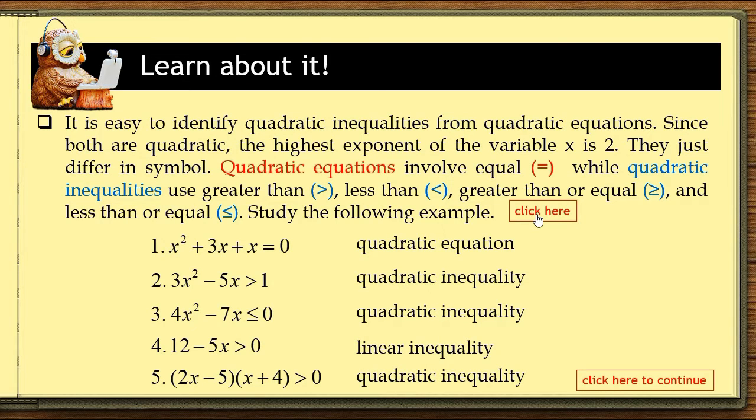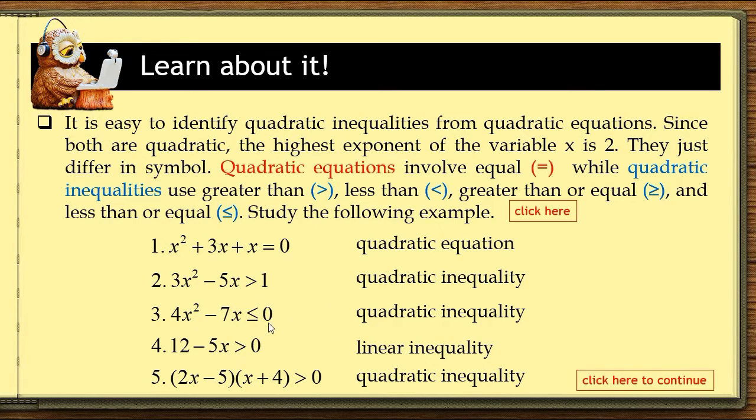The first example is a quadratic equation. It uses the symbol equal, and the highest exponent of the variable x is 2. The second example is a quadratic inequality. Since the highest exponent is 2, and it uses the symbol for inequality, therefore, it is really a quadratic inequality.